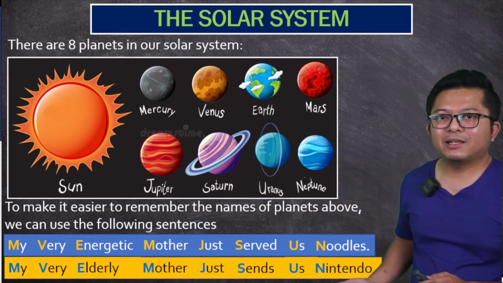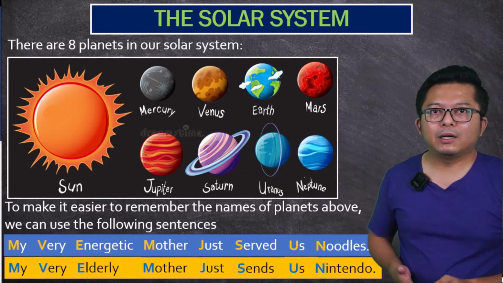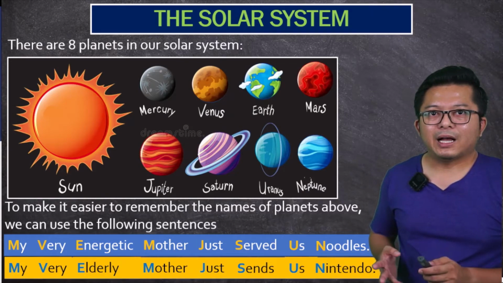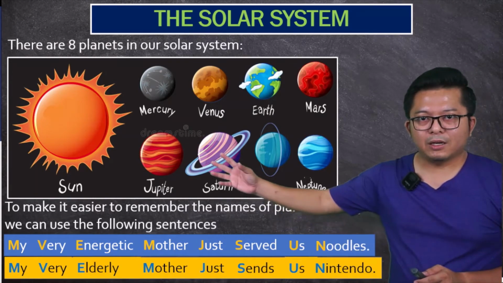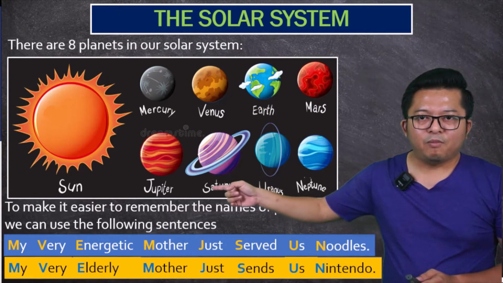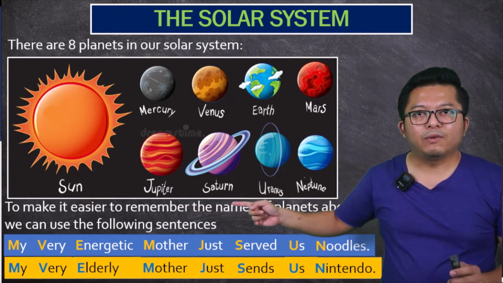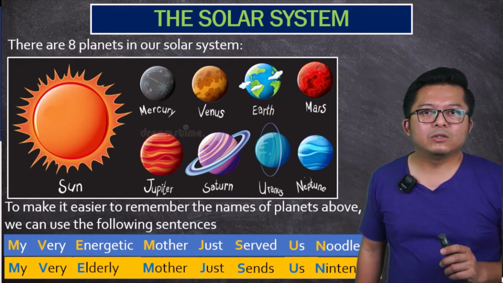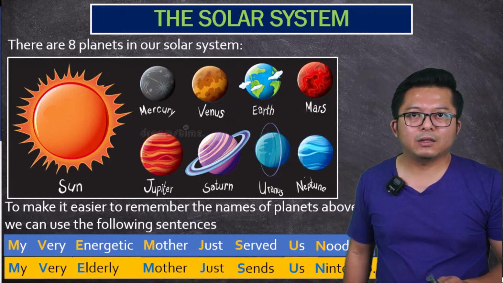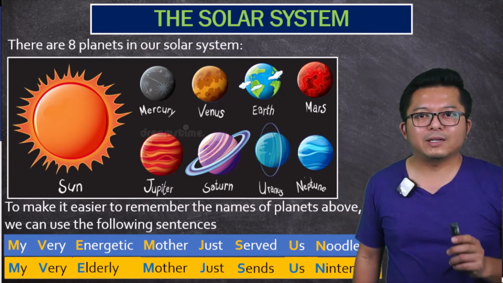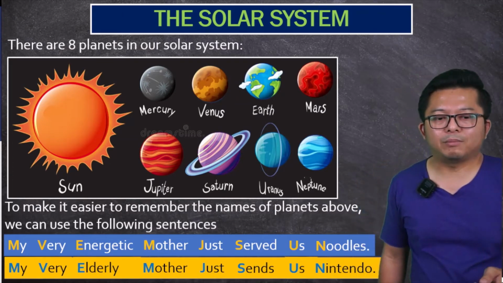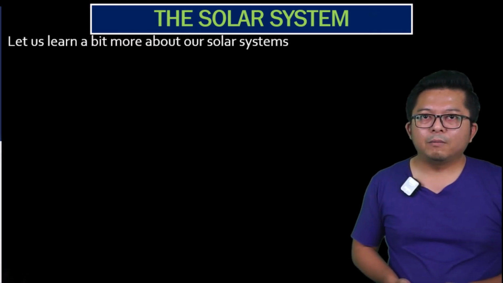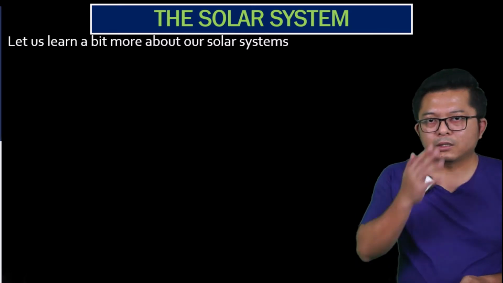This is one method to remember the position of the planets in our solar system. We start with the sun, of course, and then M for Mercury, V for Venus, E for Earth, M for Mars, J for Jupiter, S for Saturn, U for Uranus, and N for Neptune. Okay, now moving on to learning a bit more about our solar system.